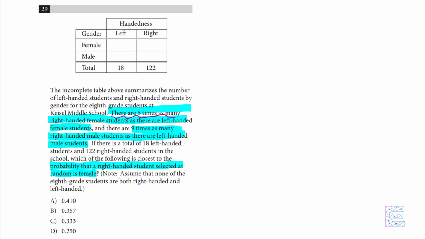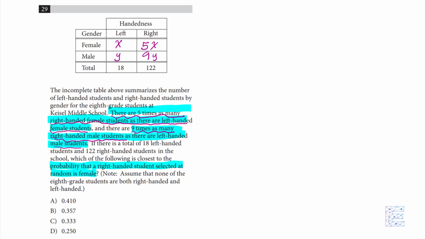It says that there are 5 times as many right-handed female students as there are left-handed female students. So let's say there are 5 times, so 5x, as many right-handed female students as there are left-handed. So if right is 5x, that means left would have to be x. And then it goes on to say that there are 9 times as many right-handed male students as there are left-handed male students. So for males, we will say 9y, 9 times as many right-handed as there are left-handed. So left-handed males would have to be y.